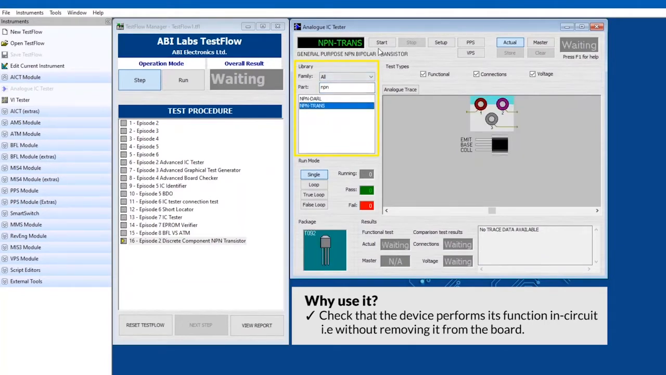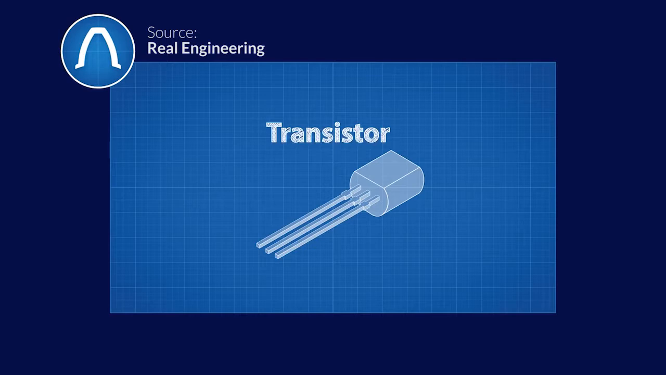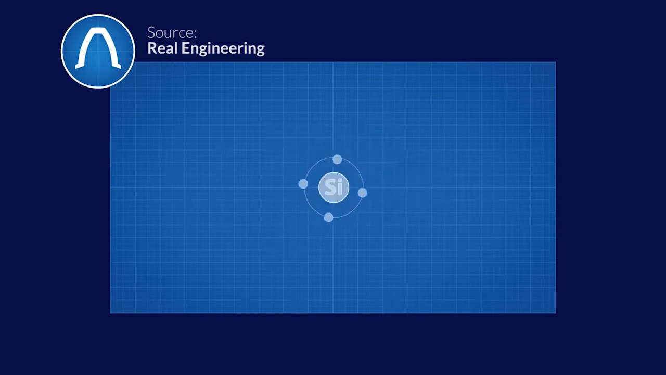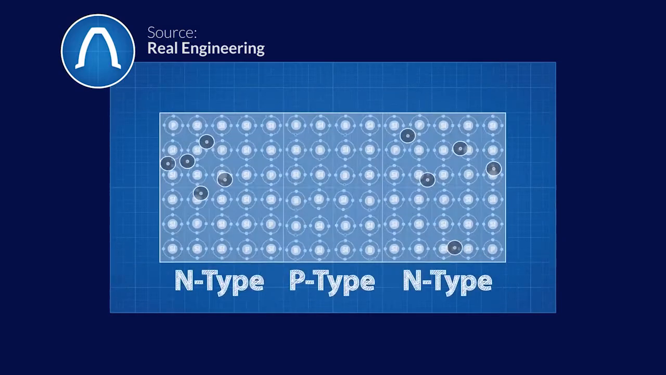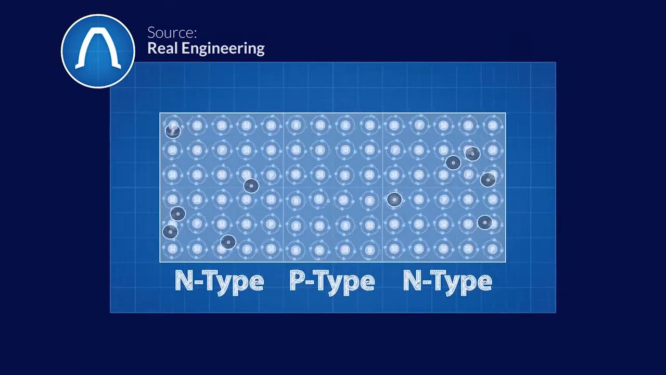Absolutely. So today I'll be testing an NPN transistor. If we didn't know what the transistor was, I'll explain later, but the system will find the pin out of the device and it'll flag up an error if it's anything different.